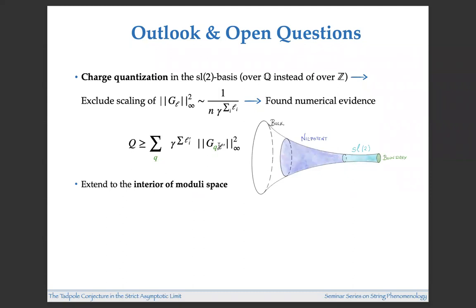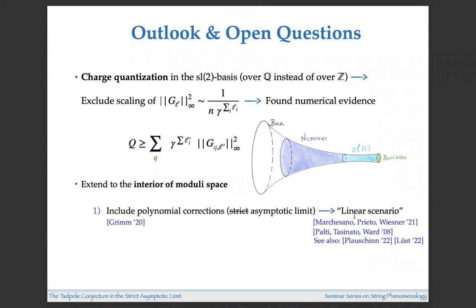And now possible extensions go deeper into the moduli space, first to this nilpotent region where we don't have this disordering, and then one can have subleading polynomial corrections. This would be where we could be sensitive to the so-called linear scenario by Fernando, David and Max, and originally by Eran and collaborators, that maybe there could be some possible challenges for the Tadpole conjecture there. So if we manage to go there, we could be able to see this in our language and see whether it applies or what is going on there. There are also more related comments on this by Eric and Severin.